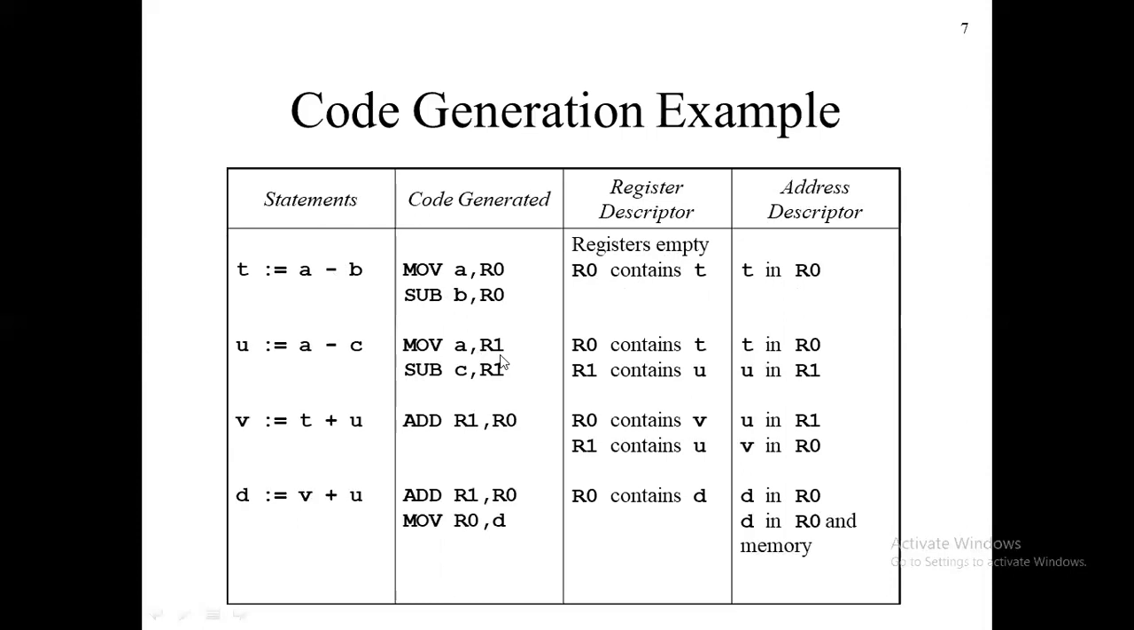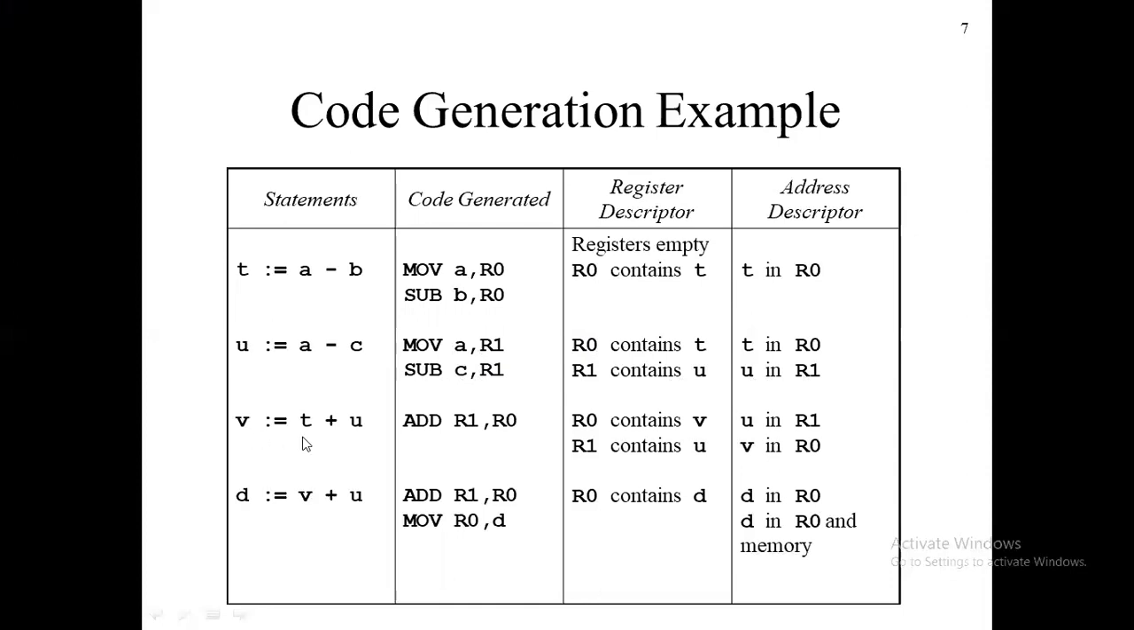Here A is moved into the register R1, then the value C is subtracted from A. The result is stored into the register R1. So here you update the descriptors. R0 contains T, R1 contains U, and also update the address descriptor: T is in R0, U is in R1.